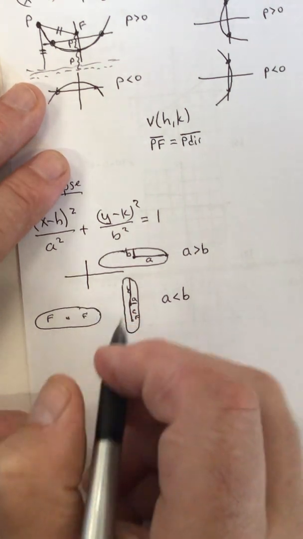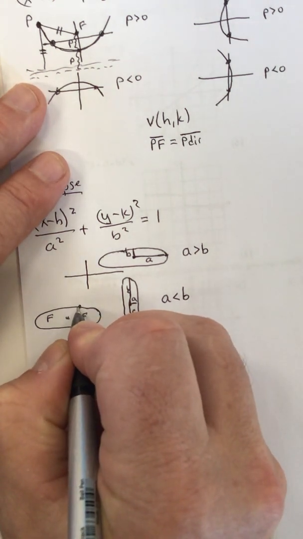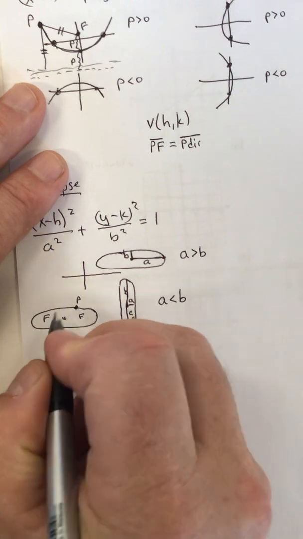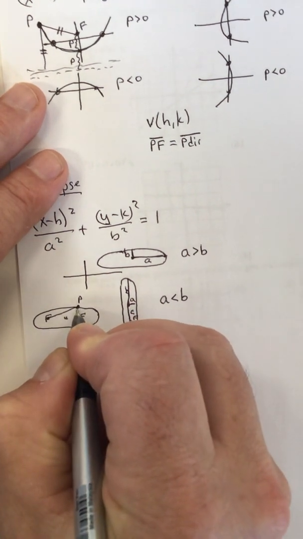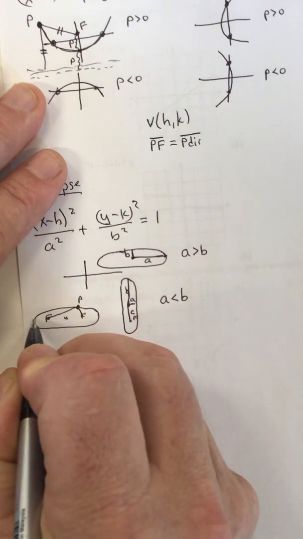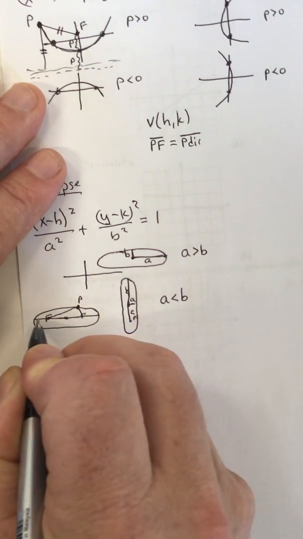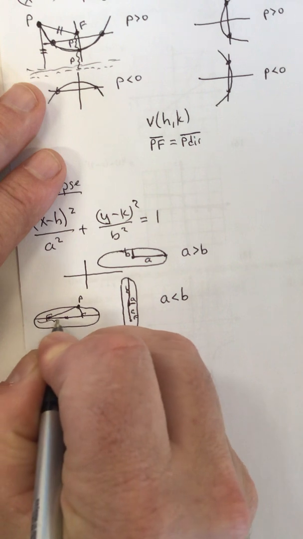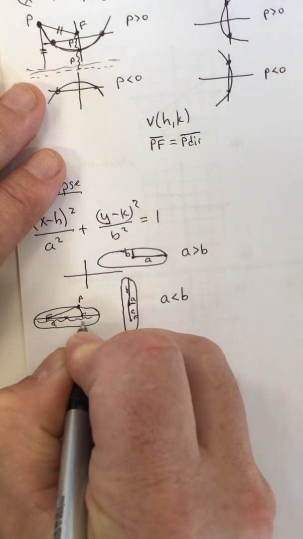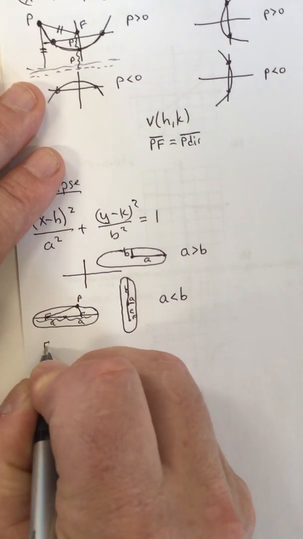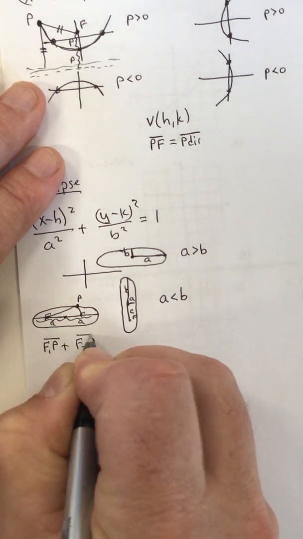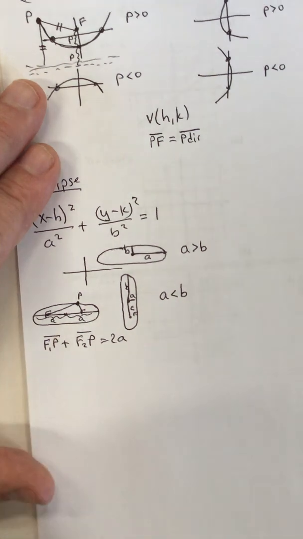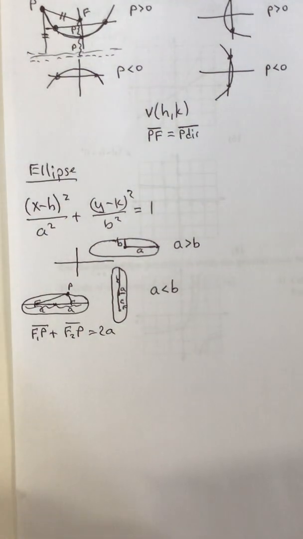Okay, so here's the relationship. If we put a point anywhere on that ellipse, the distance to focus 1 plus the distance to focus 2 always adds up to the long axis, which, since this little bit is A and this little bit is A, we say the focus 1 to the point plus the focus 2 to the point is equal to 2A. That's one relationship that we have.